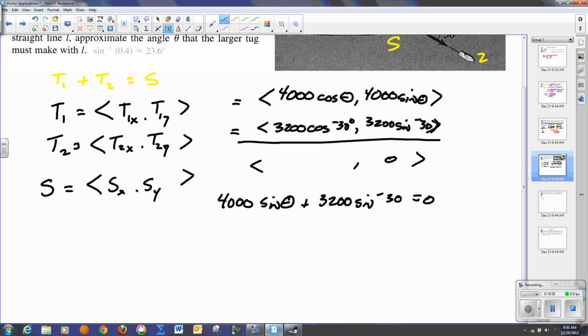Right? Well, if I take 3,200 and multiply that by sine of negative 30, I end up with roughly negative 1,600, which is what I should have because it's in the fourth quadrant. Bring that over to the other side, and I get 1,600 divided by 4,000, which is roughly 2/5.